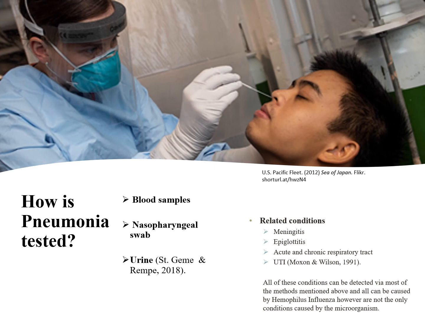Related conditions include meningitis, a septicemic condition which can be detected through a blood sample, epiglottitis, an infection where the tissue protecting the trachea becomes inflamed and swollen. This can be discovered via nasopharyngeal swabs. Acute and chronic respiratory tract infections, which are upper and lower respiratory tract infections that include bacterial pneumonia. These can also be detected by nasopharyngeal swabs. UTIs, although rare, are a result of a positive urine sample for Haemophilus influenzae.